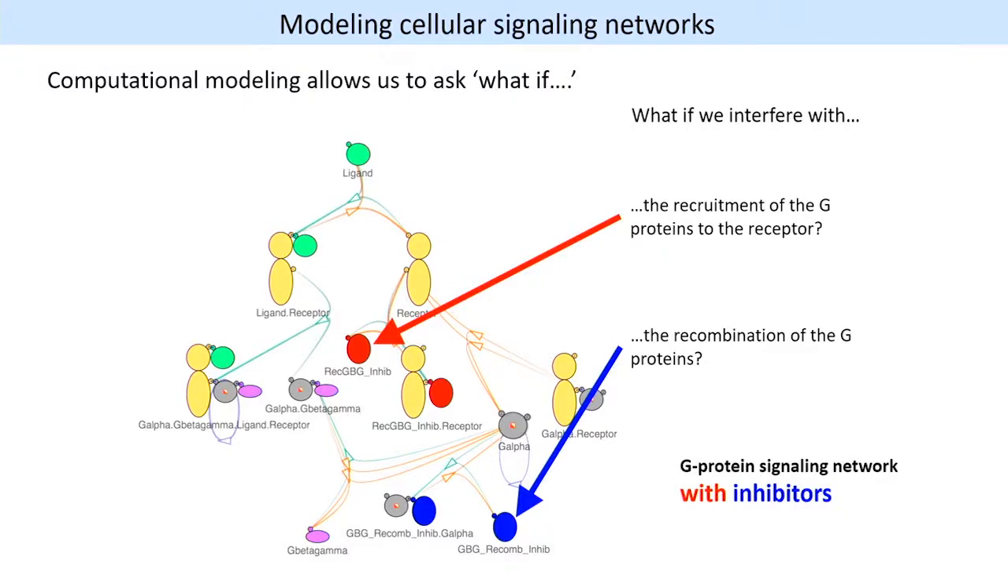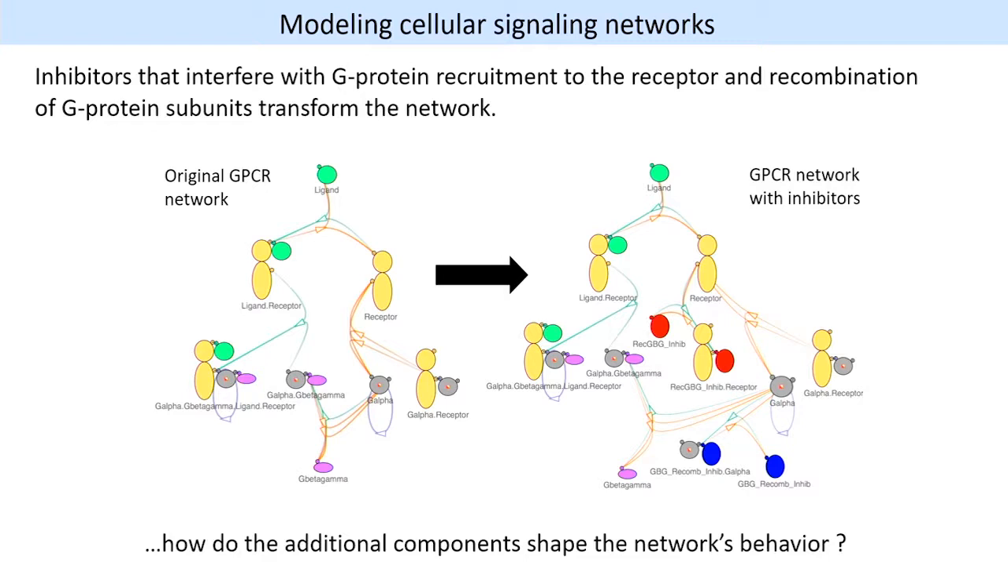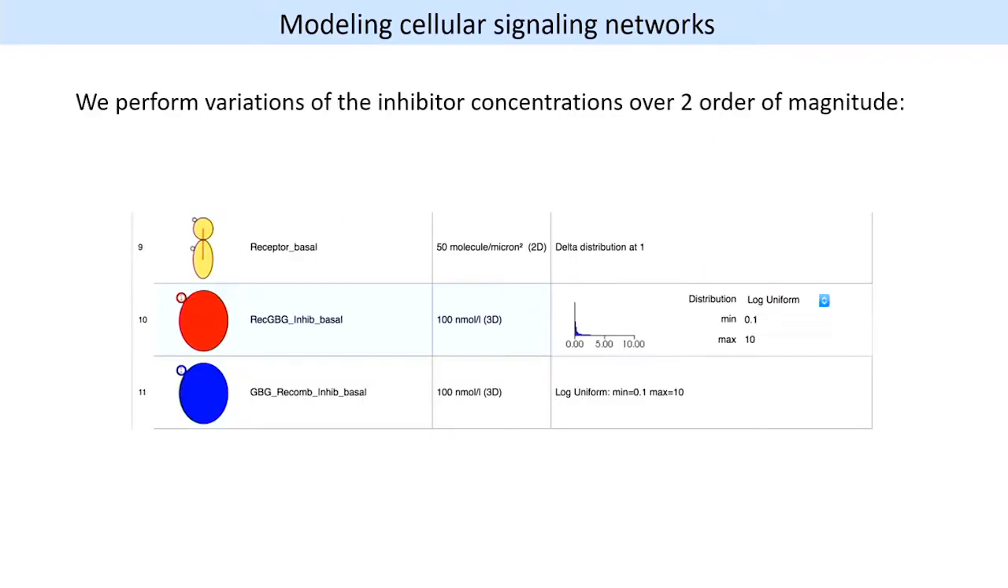You just specify the interaction properties of these inhibitors, and then the approach will automatically adapt the computational representation and allow you to perform simulations of this pathway. So we go from this kind of network to a slightly modified one, and now we can ask, how does the addition of these components shape the behavior of this network? Without these inhibitors, just the native G-protein-coupled receptor network, you provide a stimulus and you can look downstream at the production or release of free G-beta gamma.